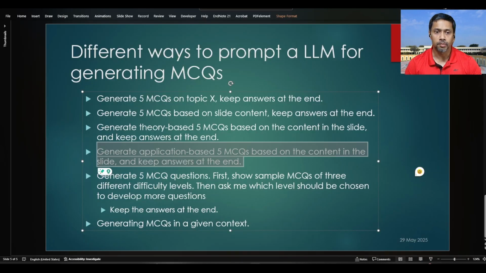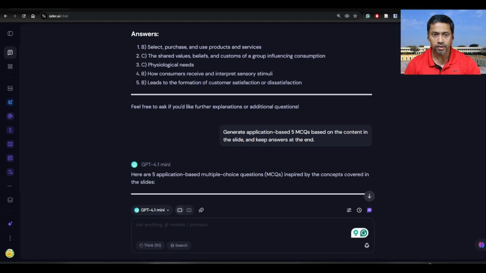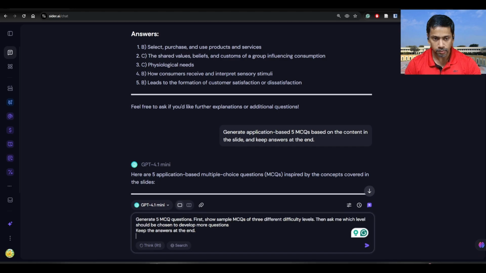Now this is a complex one, where we want 5 MCQ questions. First show sample MCQs of 3 different levels and then ask me which level we should choose in this exercise. I will just do this again because I want to keep the content the same and I do not want to repeat that exercise. Since it's the same chat continuing, we will still use the slide content and the consumer behavior example only. I will just paste it and make some minor tweaks so that it looks neat and nice. And let us see what happens.